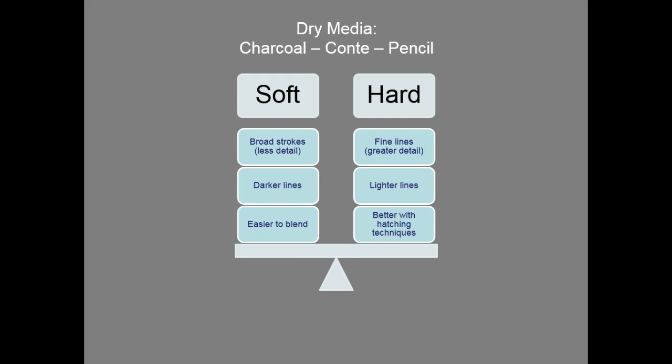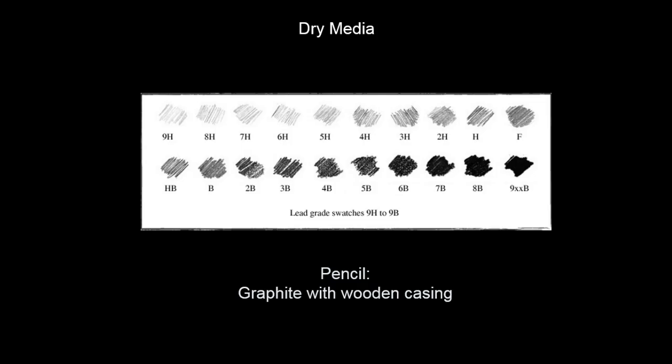But if you want to get that fine detail in there, you might want to choose a media like a pencil, which gives you very fine lines, greater detail. But the lines tend to be a lot lighter. They aren't quite as bold and dark. And since they don't blend well, they work well with hatching techniques like I've just shown you, cross hatching, contour hatching, and the like. All right, so let's look at our first dry media, and that would be pencil. So what you need to know is what the media is and how it's used.